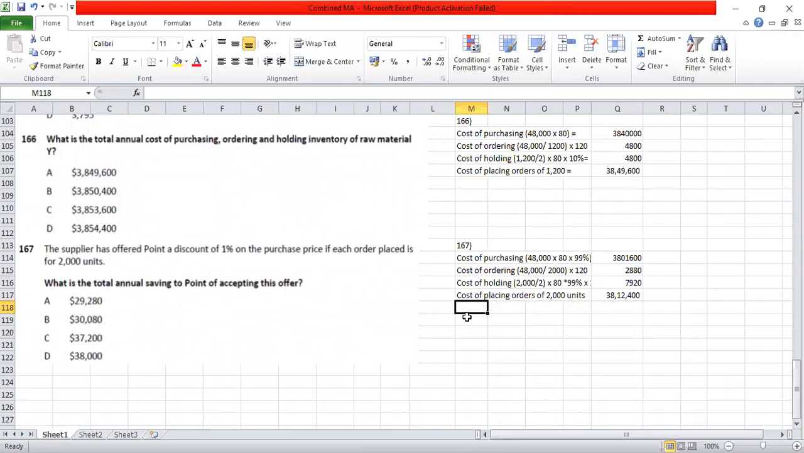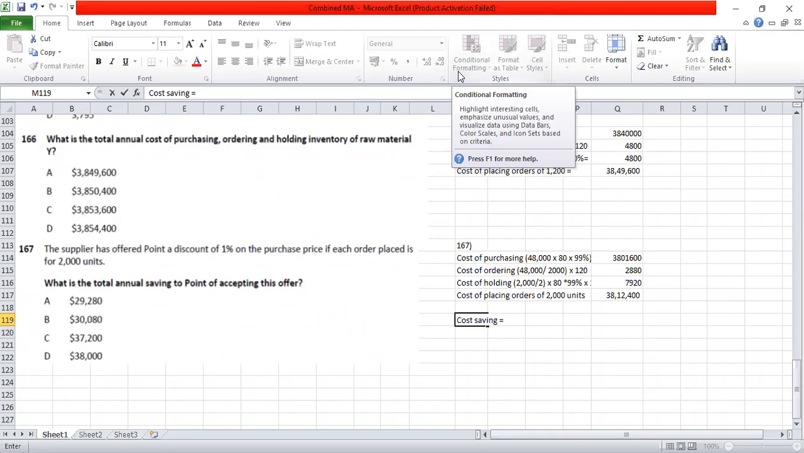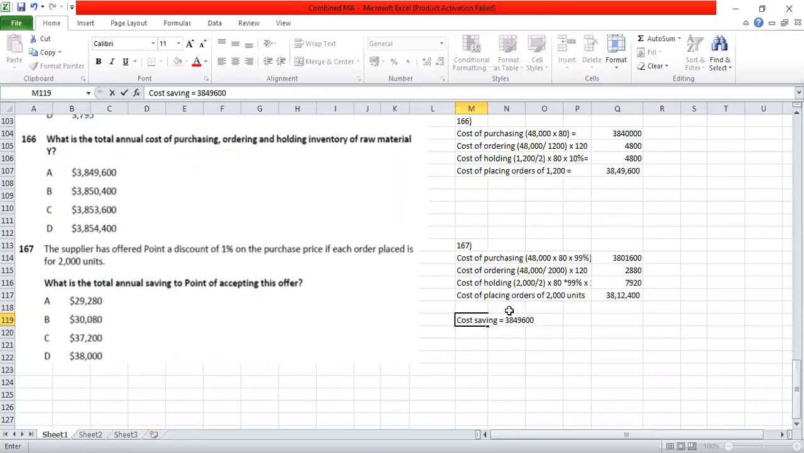So there is a cost saving. So cost saving is equal to... The cost saving is 37,200.